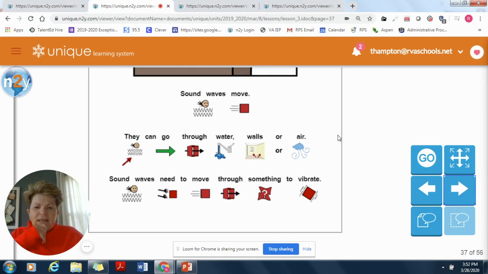So let's read that again. Sound waves move. They can go through water, walls, or air. Sound waves need to move through something to vibrate. So sound waves have to have something that helps them travel.